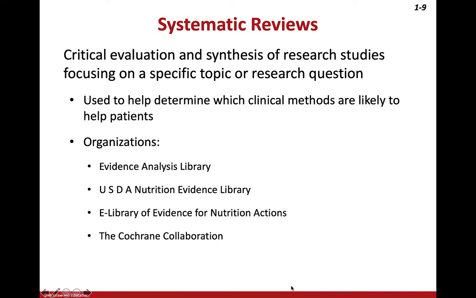Now, another concept is systematic reviews. And what this is, is a critical evaluation and synthesis of research studies focusing on a specific topic or research question. Now, this is used to help determine which clinical methods are likely to help patients. There are a number of organizations that are responsible for these systematic reviews: the Evidence Analysis Library, the USDA Nutrition Evidence Library, the E-Library of Evidence for Nutrition Actions, and the Cochrane Collaboration. So these are some organizations that conduct systematic reviews.